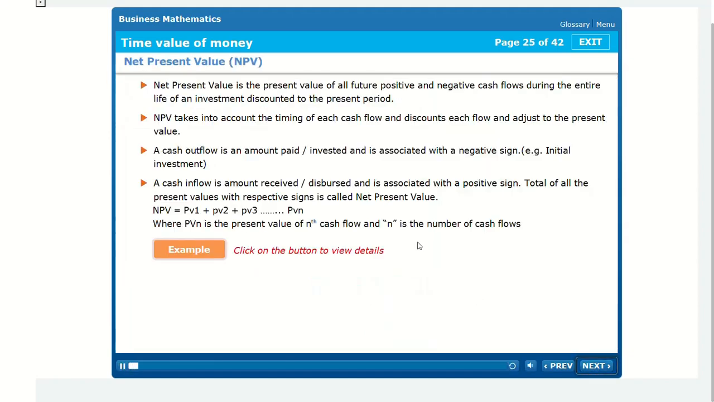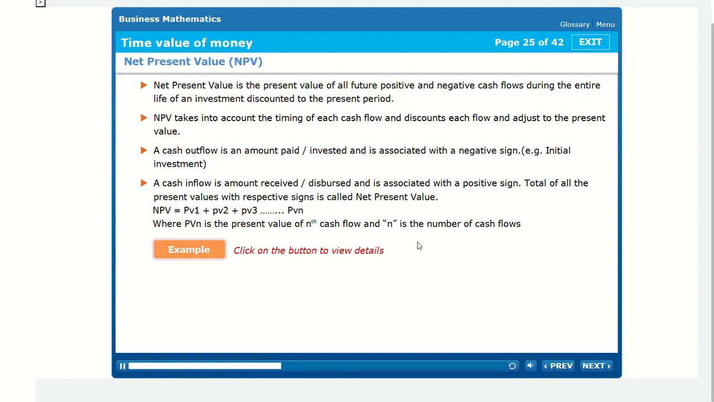Net present value. Net present value is the present value of all future positive and negative cash flows during the entire life of an investment discounted to the present period. NPV takes into account the timing of each cash flow and discounts each flow and adjusts to the present value.